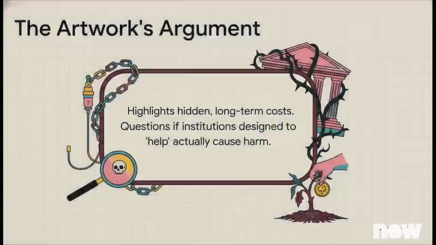When you put all of those pieces together, the full argument really snaps into focus. It's basically a critique of systemic dependency. It's trying to highlight these hidden, long-term costs of our financial systems, and it's asking a really tough question. Are the institutions we built to help us actually causing harm in the long run? The whole thing frames the relationship not as supportive, but as one where value is being taken away.